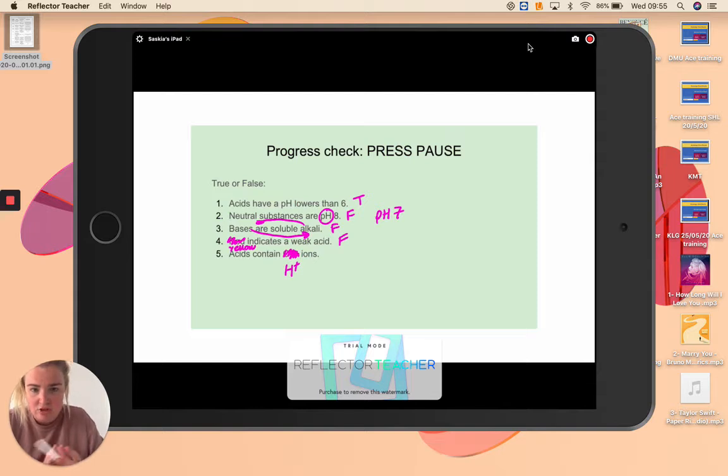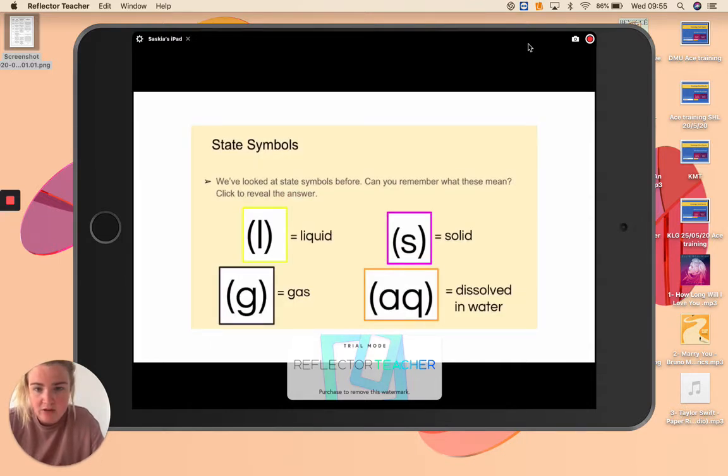Okay, so that was just our first progress check of 3, checking you've understood what I've talked about in terms of the pH scale. So, moving on a little bit to state symbols. You've most probably seen these in year 10. They come up in chemistry and a little bit in physics. So these 3 are nice and easy.